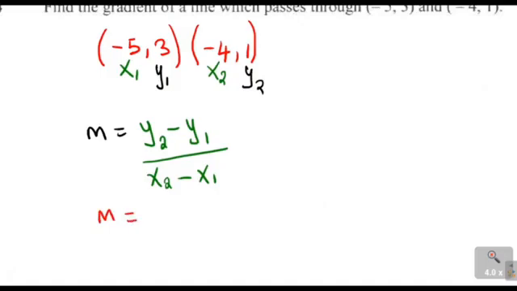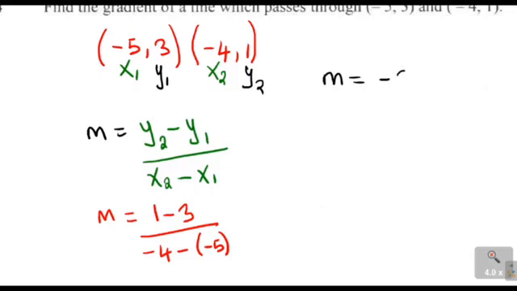m equal to our y2, it's 1, minus our y1, it's 3, over our x2 is negative 4, minus our x1, it's negative 5. We put it in brackets because of the negative sign. So from here, we are going to continue where we say m equal to, so 1 minus 3, this is negative 3, over, so here you can see that we have negative 4 minus negative 5. So first thing, we need to open the brackets. So just write negative 4.